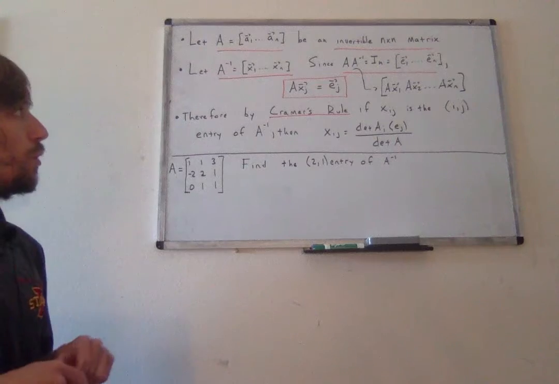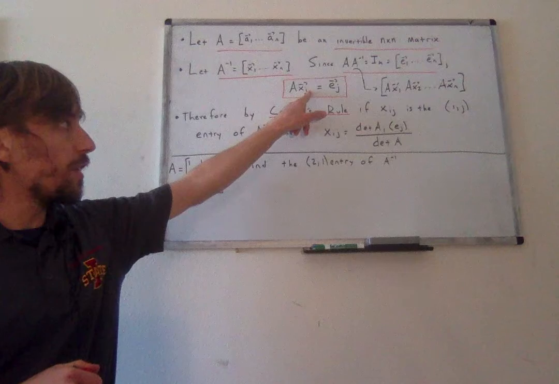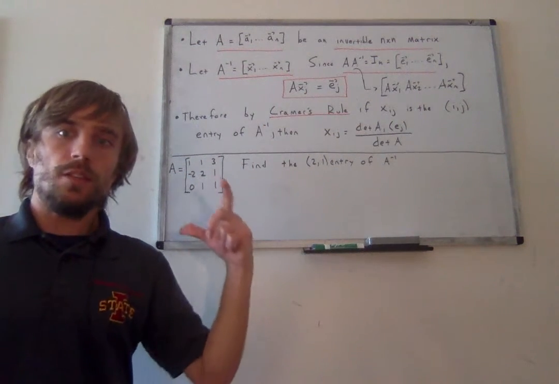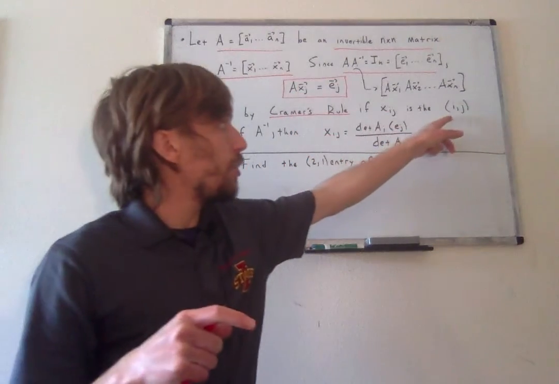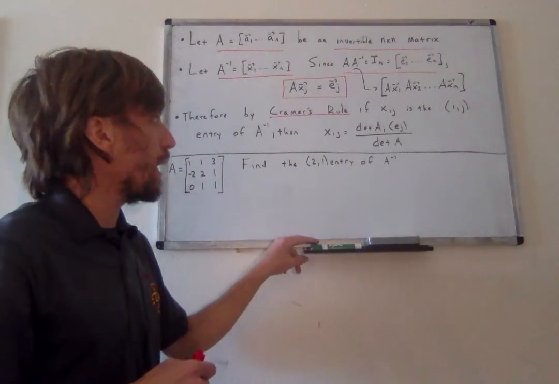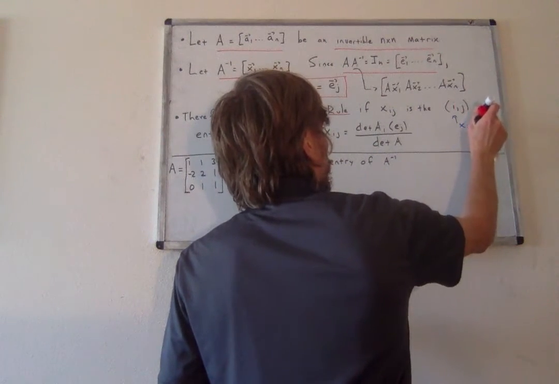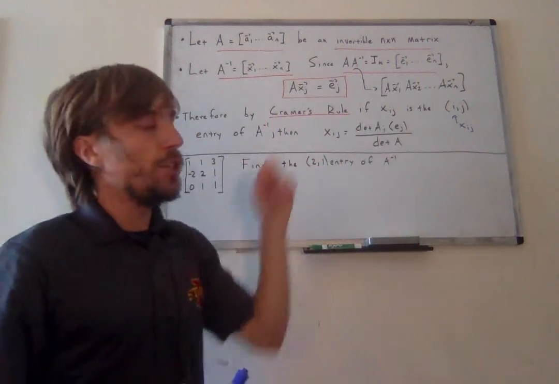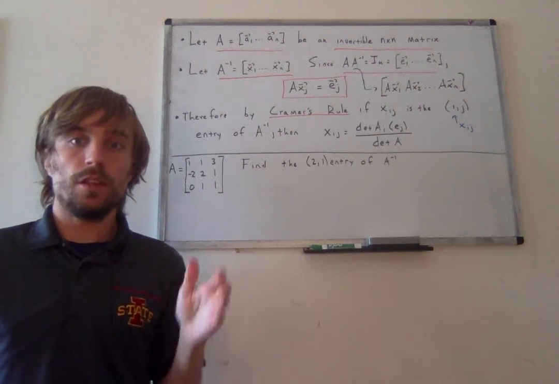Because remember, Cramer's rule gives us the ith entry of this vector x sub j. If you think about how A inverse is laid out, I can use Cramer's rule to solve for the ij entry, which we will denote x sub ij. This entry x sub ij is the entry appearing in A inverse in the ith row and jth column.